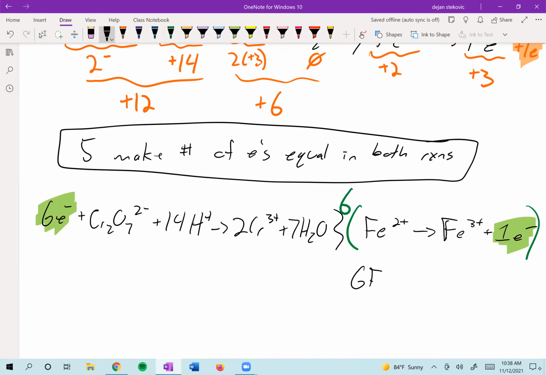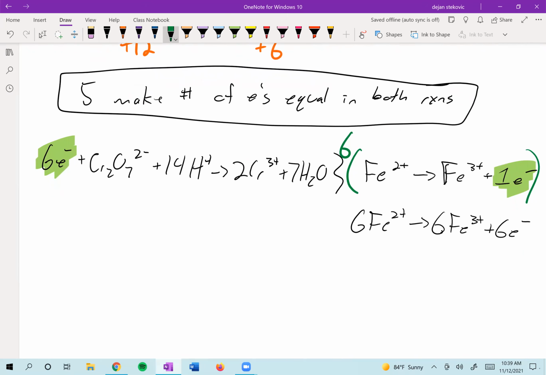So this becomes 6 Fe2 plus goes to 6 Fe3 plus and 6 electrons, right? So we have to multiply the whole equation by 6. In this case, we just had to multiply one side. That's not always going to be true. Just for a hypothetical, if one side had 2 electrons and the other side had 3 electrons, you'd have to find the lowest common multiple. So you would multiply this side by 3 and this side by 2 to get 6. In this case, we didn't have to worry about that because we just had to multiply one side.